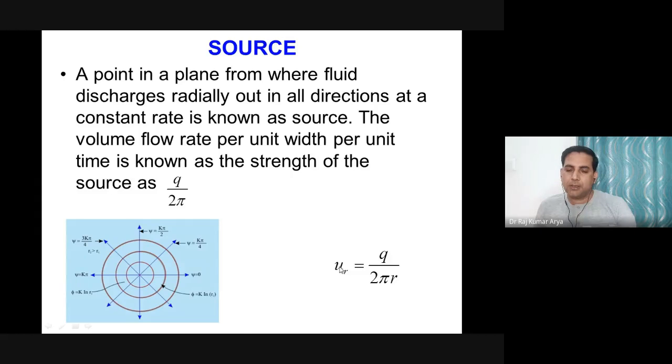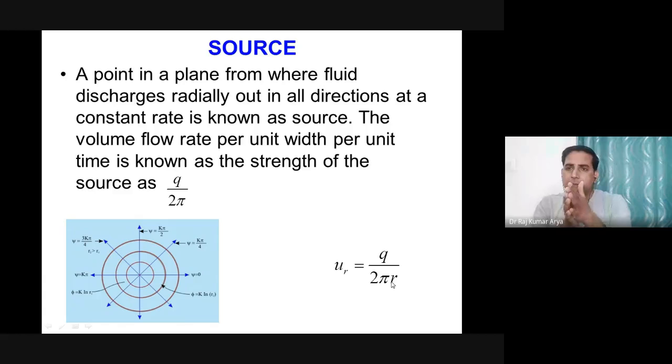The ur is q upon 2 pi r. What is q? Q is the total flow rate, and 2 pi is the entire theta, because the total flow rate is getting distributed equally in the entire circumference. So that is 2 pi. That q upon 2 pi is called the strength of your source. The strength of the source is nothing but the flow rate per unit width per unit time. So that's q upon 2 pi in case of the circular case, or a point center source.